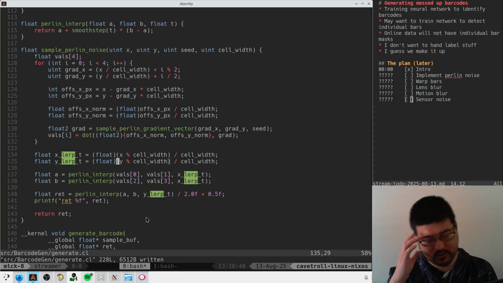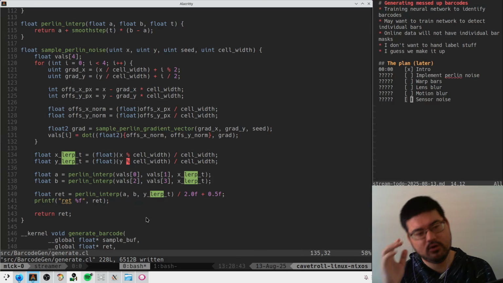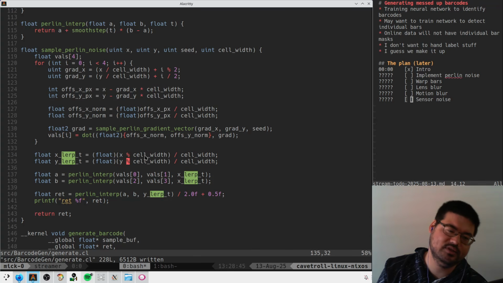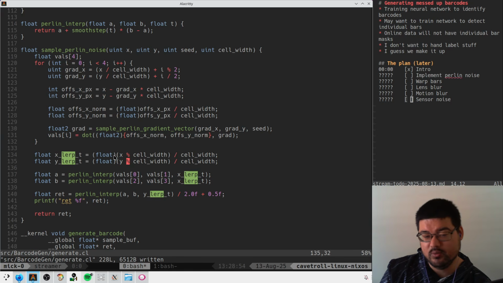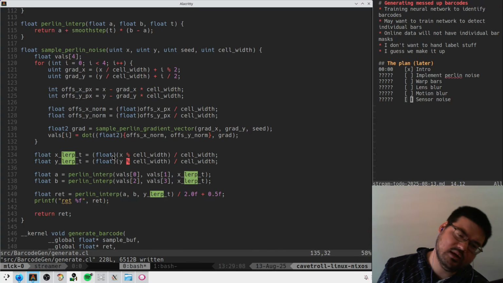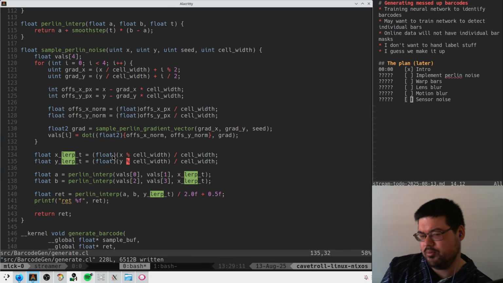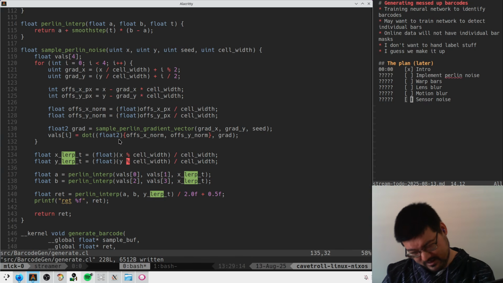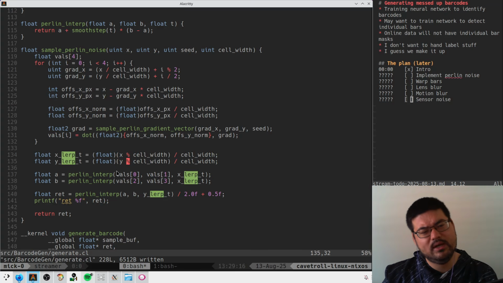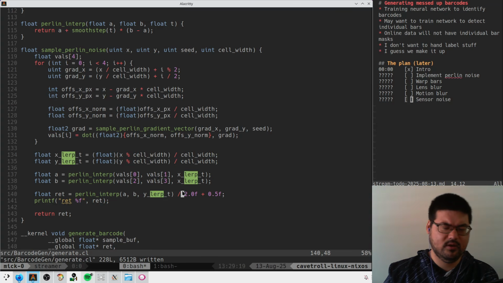Okay, let's think about this. So if x is 10 and cell width is 10, we will be right on the corner. So we'll have 0 out of cell width. If x is 5 and cell width is 10, we should have 5 % 10 is 5 out of 10, which is also 0.5. And then if this is 9, we have 9 out of cell width. I guess we never get a 1.0, but that's okay because that's the same as a 0.0 on the next pixel. So I think that's fine. So then the question is why are we never seeing 0? Right? That seems bad.